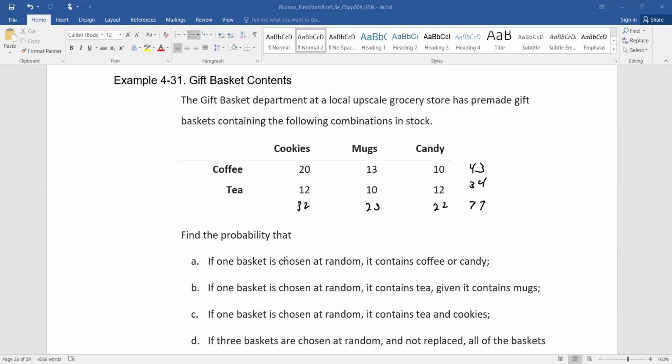So if one basket is chosen at random and it contains coffee or candy, that means we can add. So coffee or candy. So if it does coffee, that's 43.